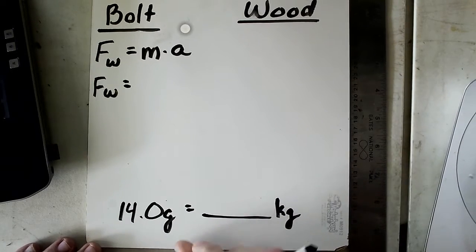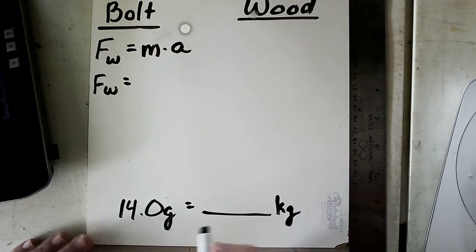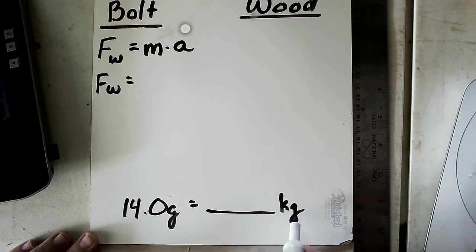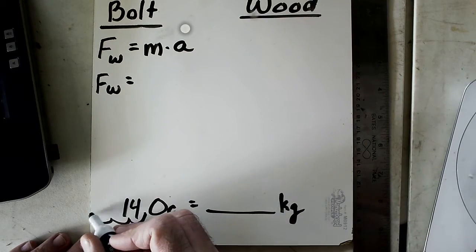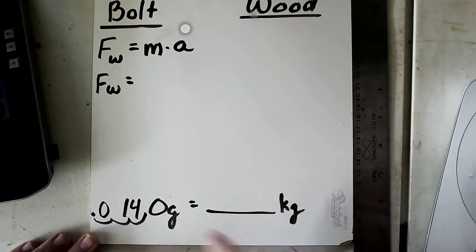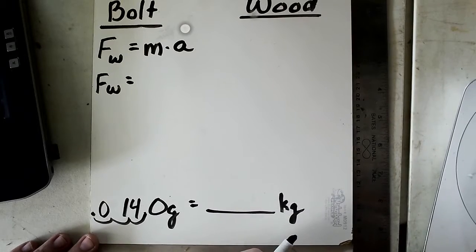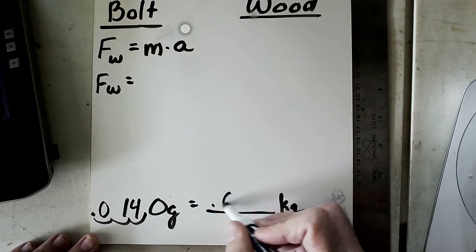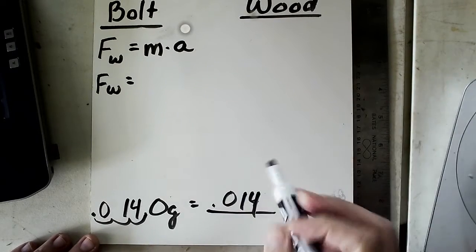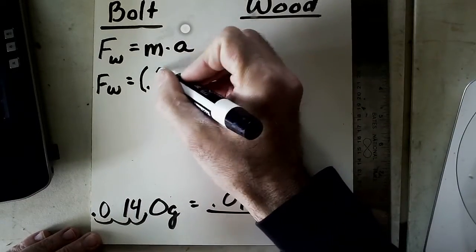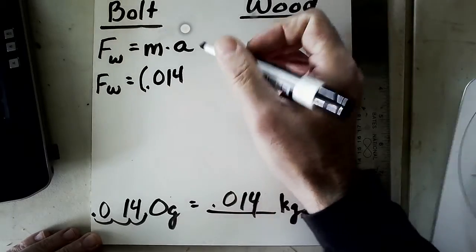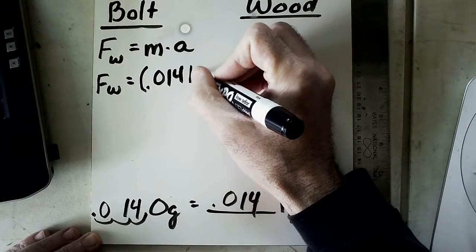If you use your metric ladder, that should be in the front or back of your notebook, to get from grams to kilograms, we're going to move it 3 places to the left. 1, 2, 3. And I'm not going to do this each time. Hopefully you know how to convert units. So 0.014 kilograms. So my bolt has a mass of 0.014 kilograms.